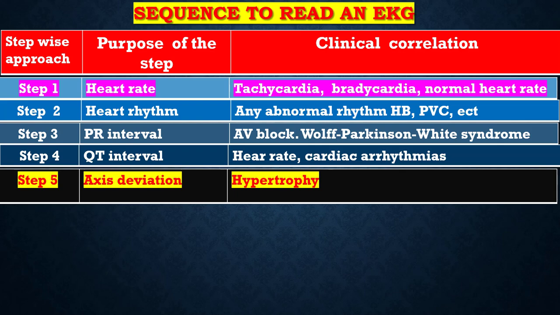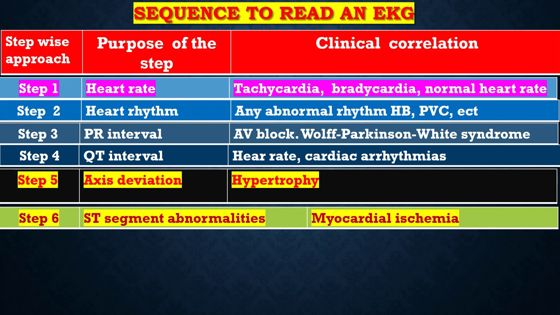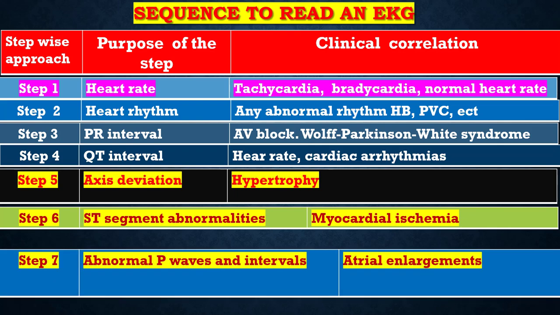Step 5 is axis deviation, hypertrophy. Step 6, ST segment abnormality, which occurs in myocardial infarction. And step 7, abnormal P wave and interval, atrial enlargement. The clinical significance of the P wave is that any abnormality in the P wave suggests atrial enlargement.